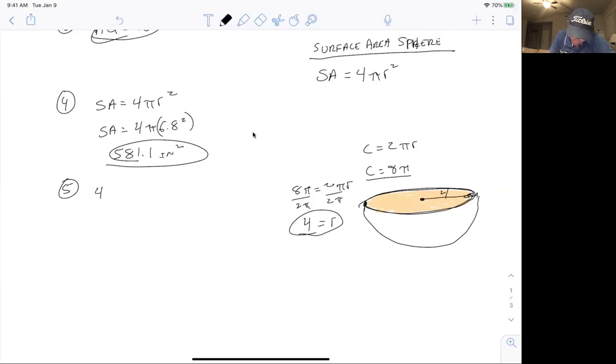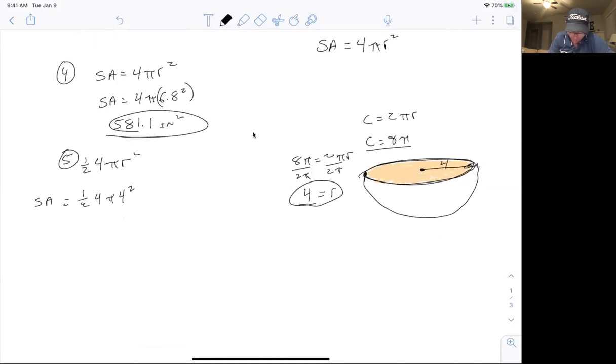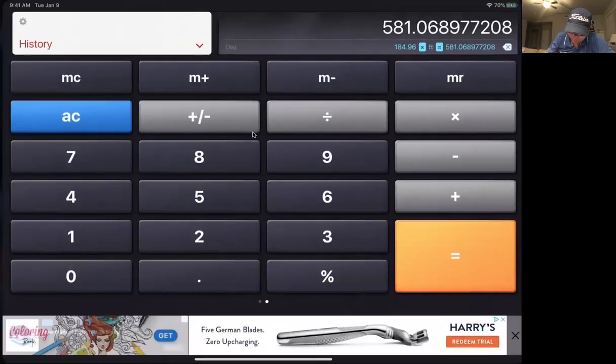So a sphere is 4 pi r squared, and so I'll do half of that. What's the radius? We found that to be 4. So 4 is the radius. Let's put this in, just like that. This is going to give me the surface area of the hemisphere. And so half of 4 is 2. 4 squared is 16. So that's 32 pi.